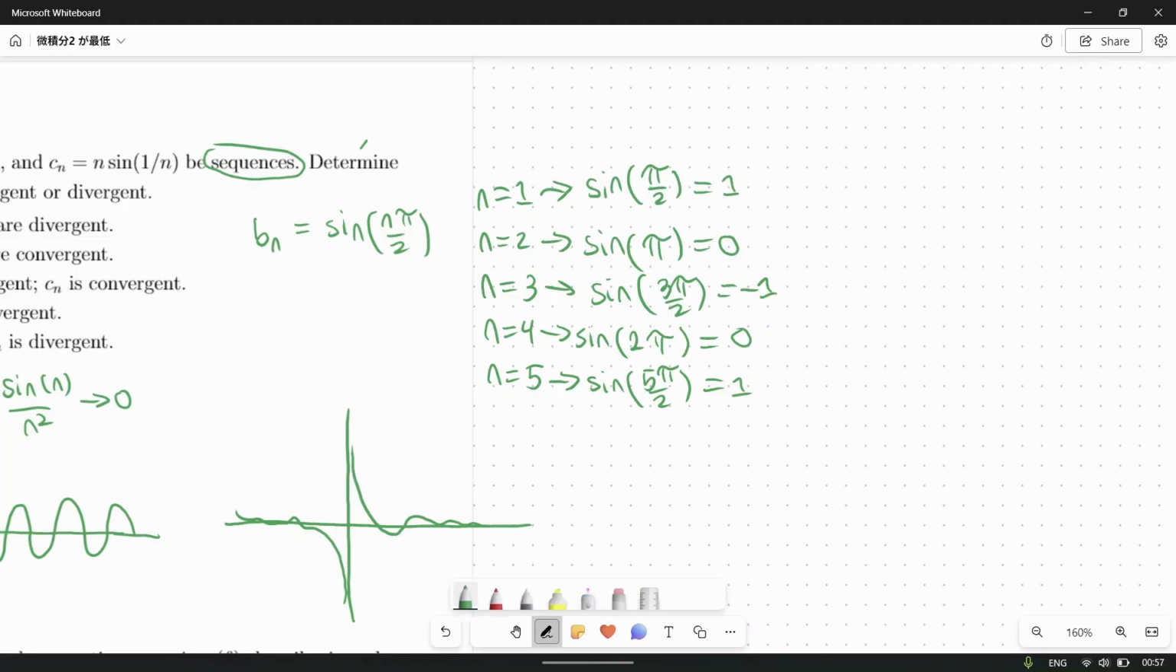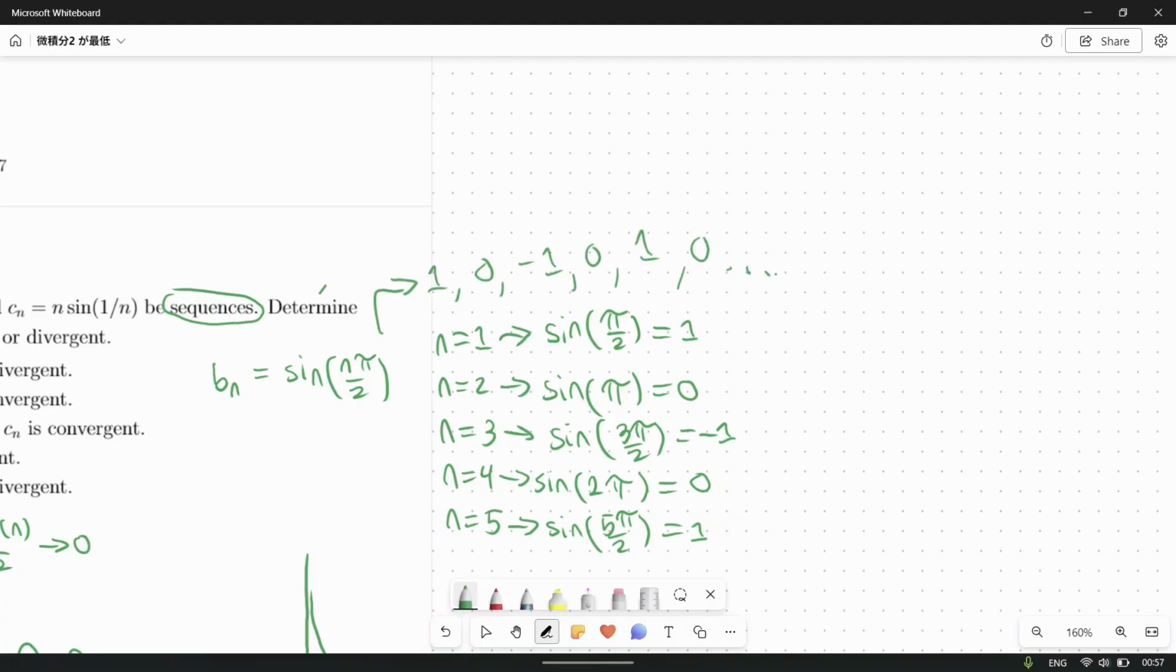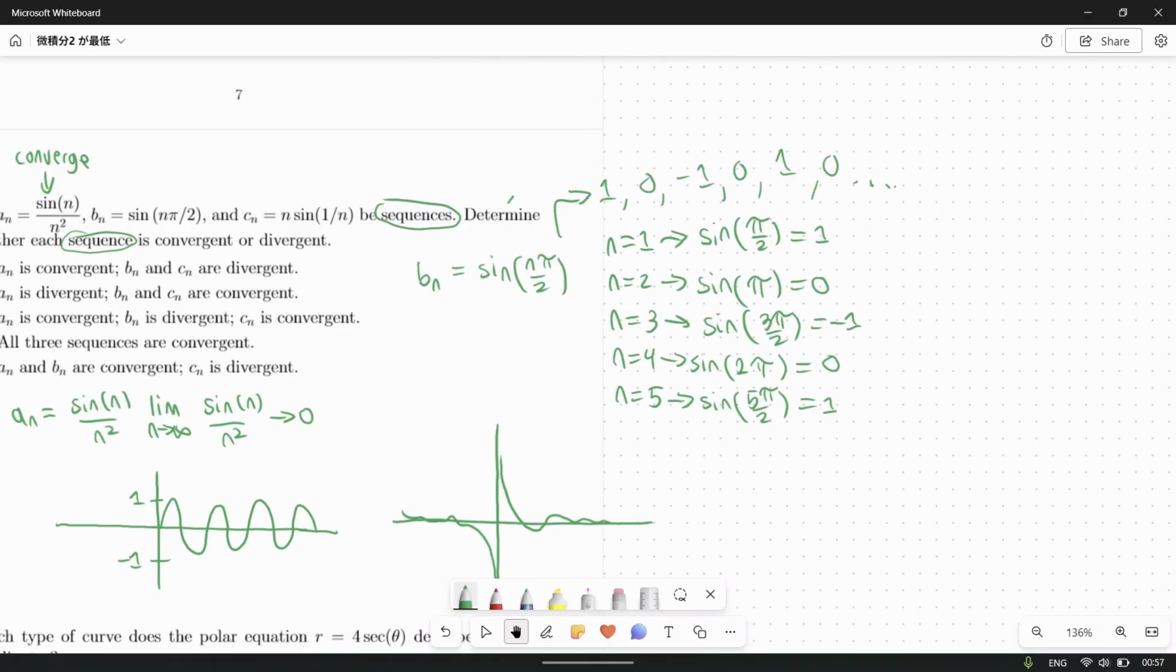You can see from these first 5 passes of n that this sequence is just going to keep bouncing between 1, 0, -1, 0, 1, 0, and so on and so forth. So no matter what n is equal to, b sub n is always going to be equal to 1, 0, or -1. And so with that in mind, it's never going to converge to a single number, which would make it a divergent sequence. And so from that, we can deduce that the second sequence is going to diverge.